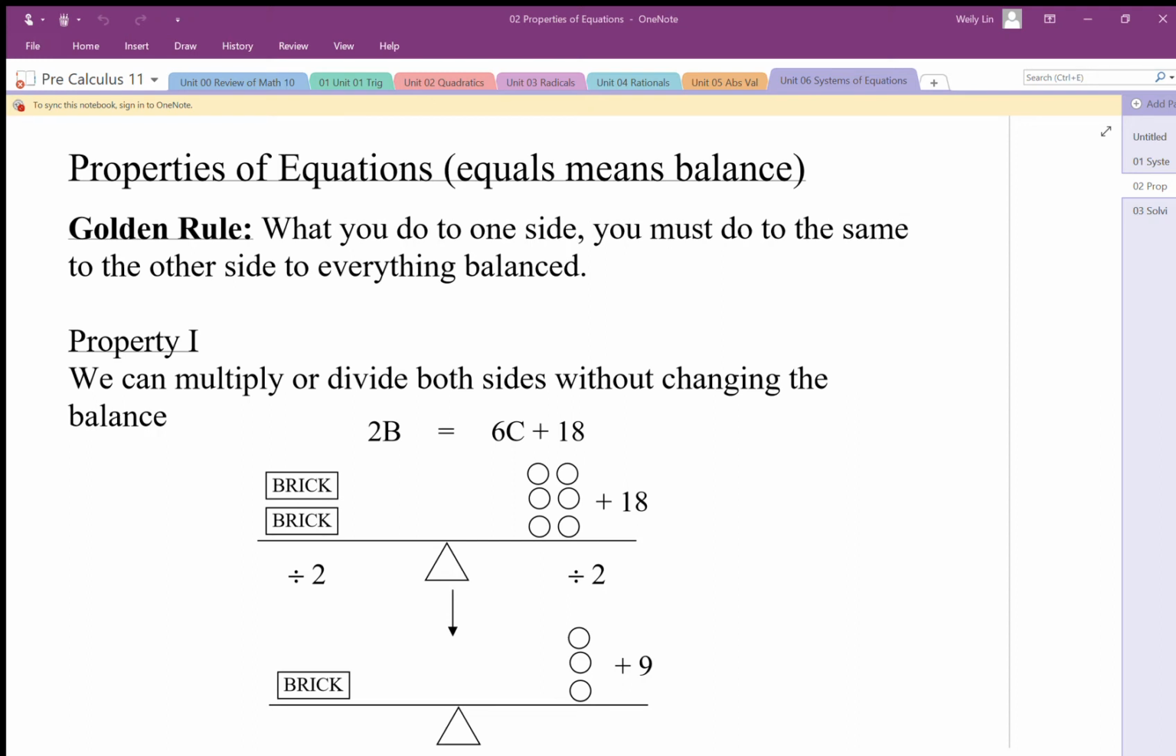We want to be able to solve these systems of equations algebraically. So to do this, we need to make sure we understand the principles and properties that we are able to apply. One of the things that we have to make sure of is the golden rule.